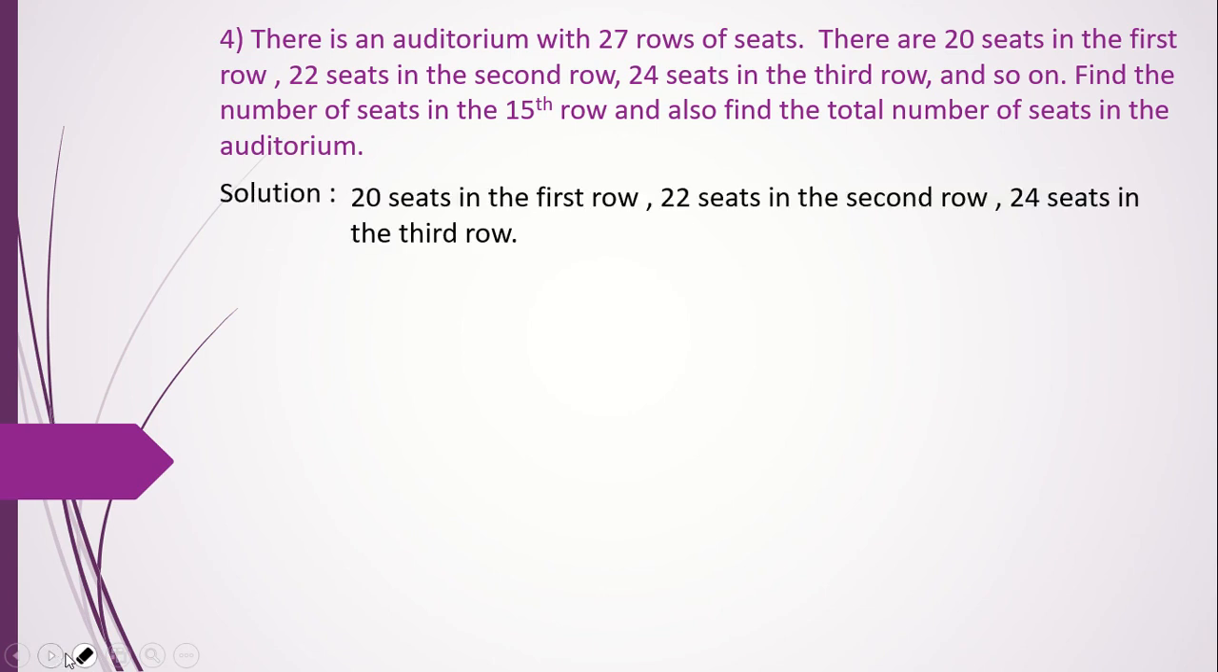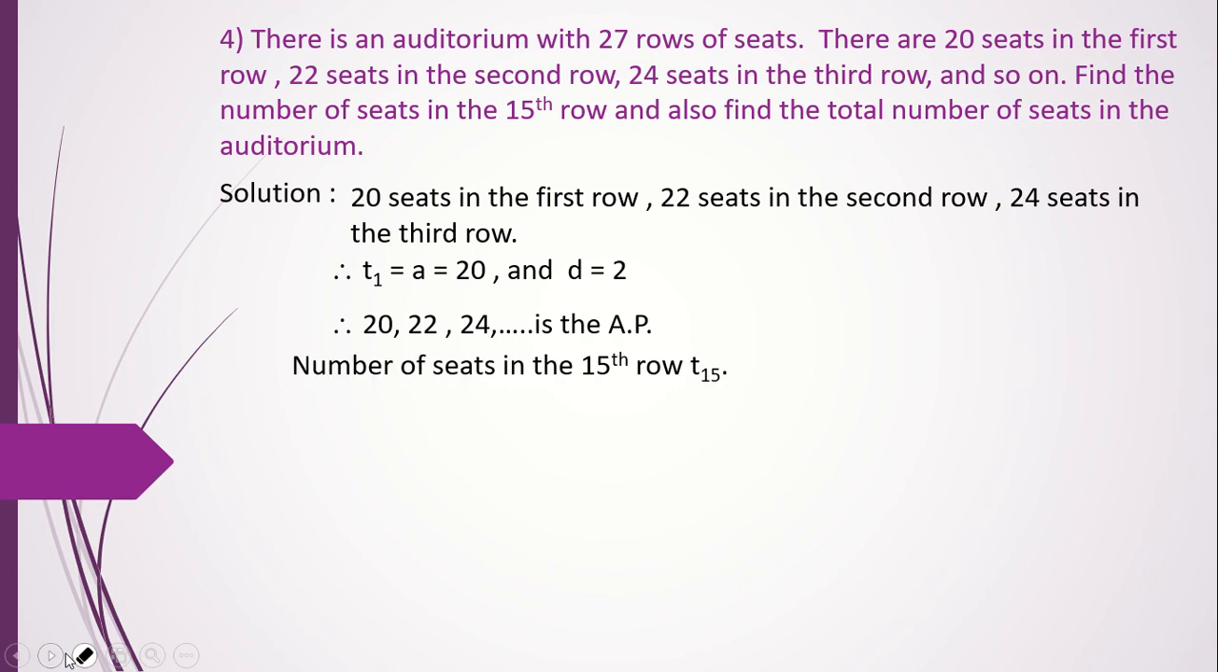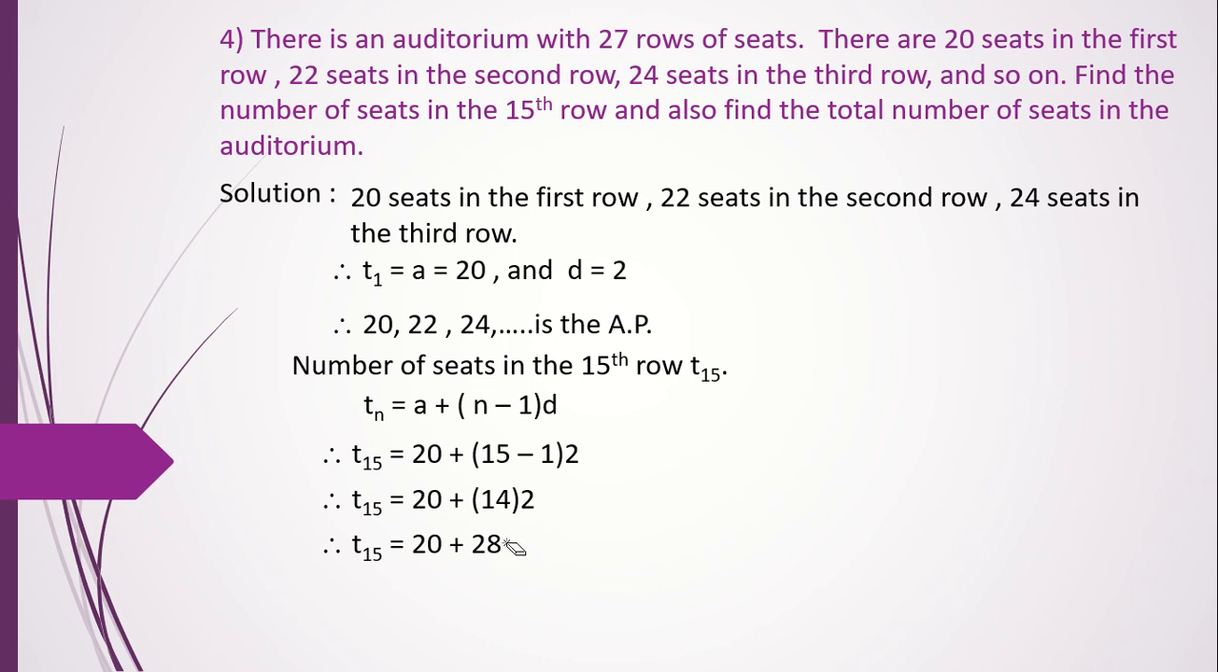20 seats in the first row, 22, so this is an AP, right? Okay. Number of seats in the 15th row is T15. Use the Tn formula, as I told you, and just get it. T15 is, first term A is 20, 15 minus 1 into difference 2. Okay, 15 minus 1 is 14. 14 2s are 28. 28 plus 20, 48. So in the 15th row there are 48 chairs.